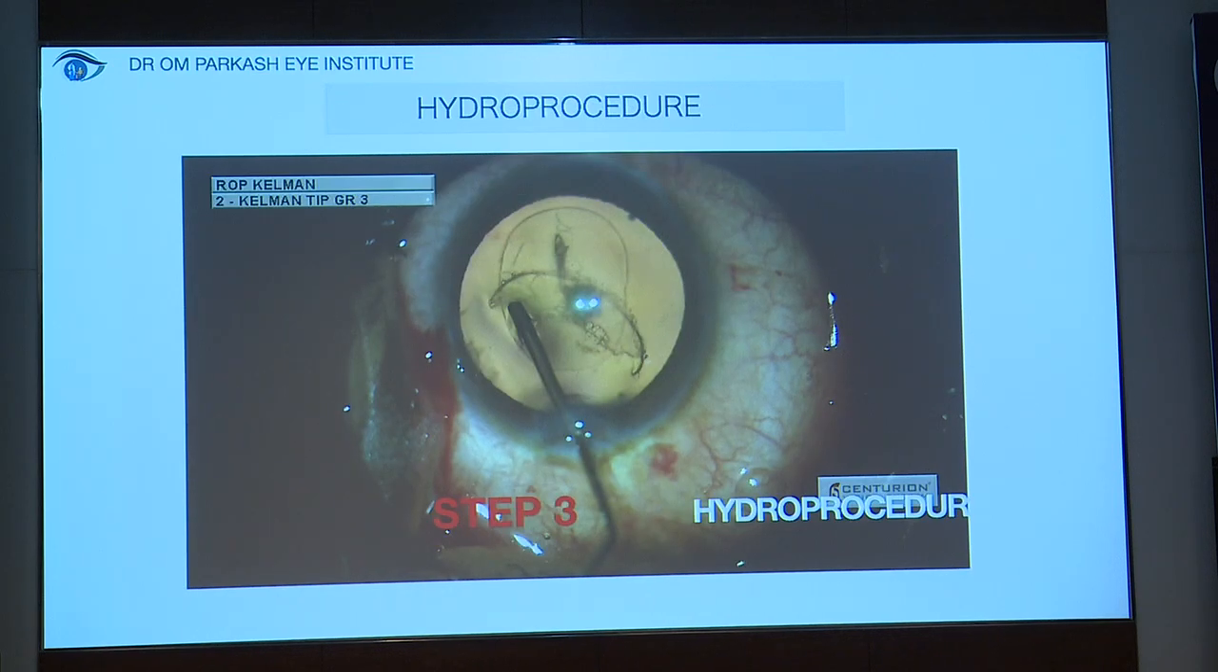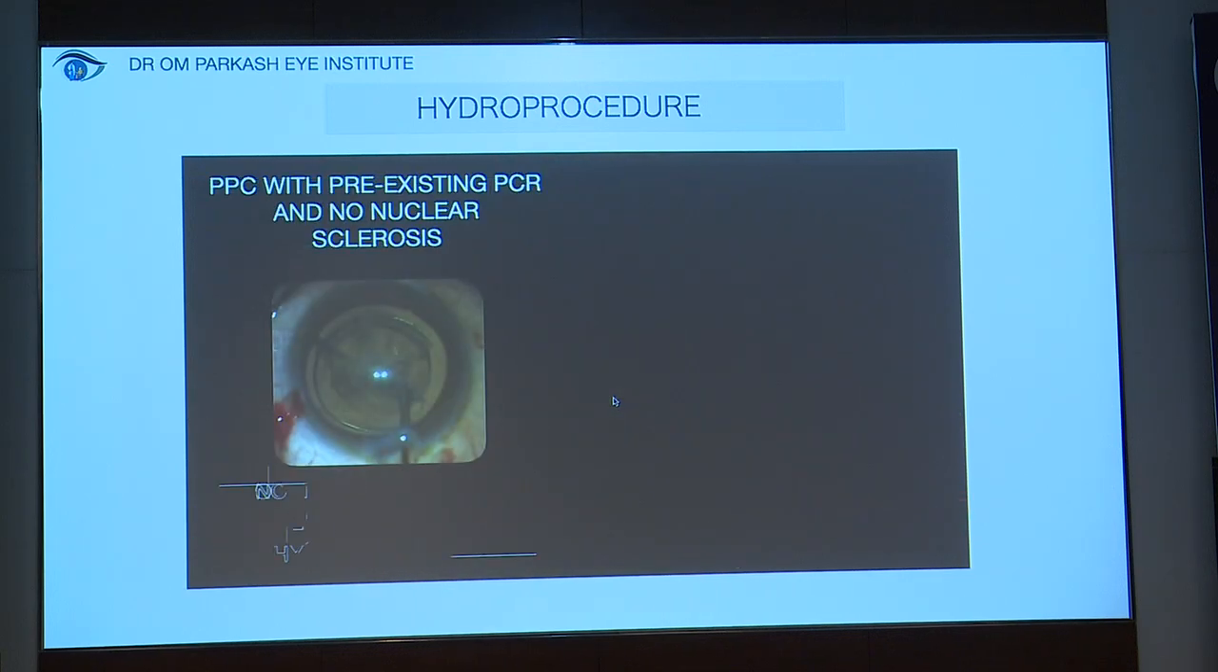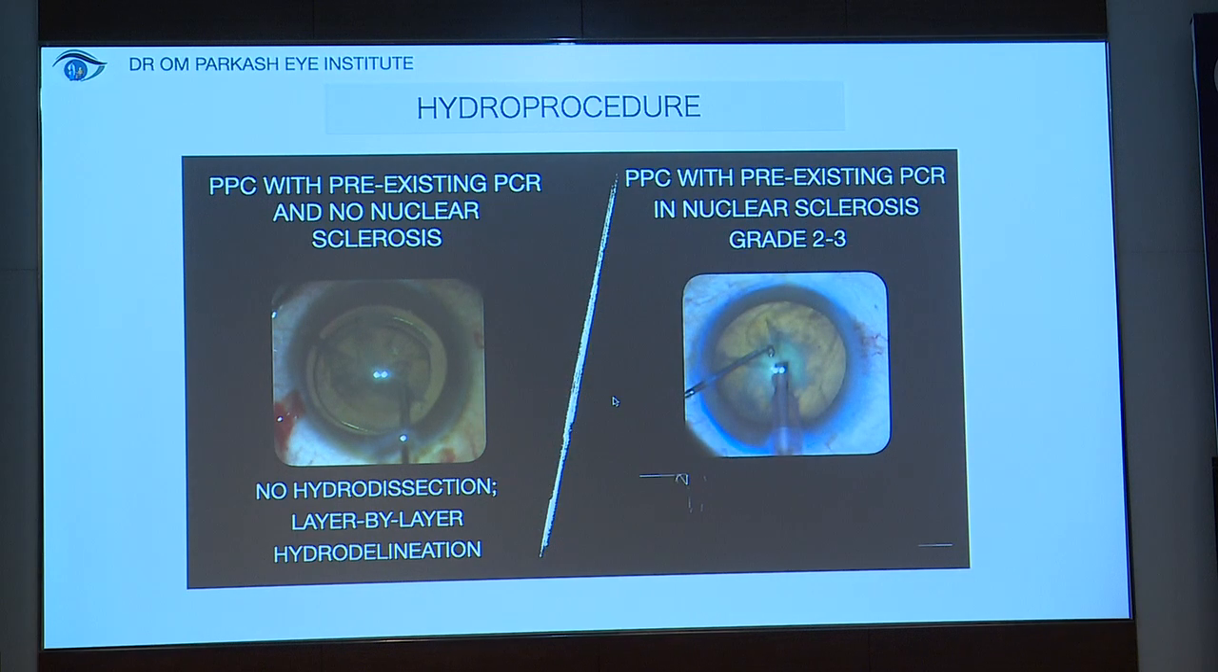Hydro procedures we have to decide. By any means, we do not want hydrodissection to be done. And wherein we cannot do hydrodelineation, then we can do a no-hydro-procedure phacoemulsification. So here the patient was young, there was hardly any nuclear sclerosis. So what was done was a step by step, layer by layer hydrodelineation. In PPC, as I've already told, no hydrodissection, layer by layer is done. And in patients wherein the nuclear sclerosis is there, you can do cross-chopping with no hydrodissection and hydrodelineation.